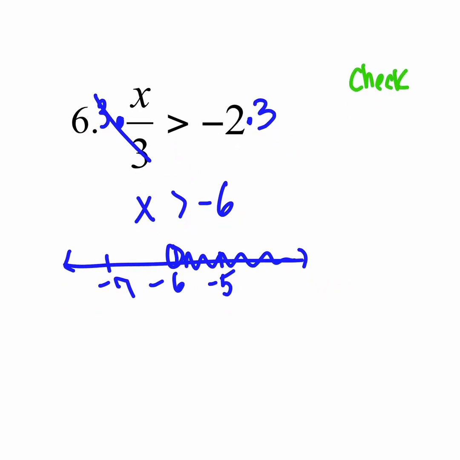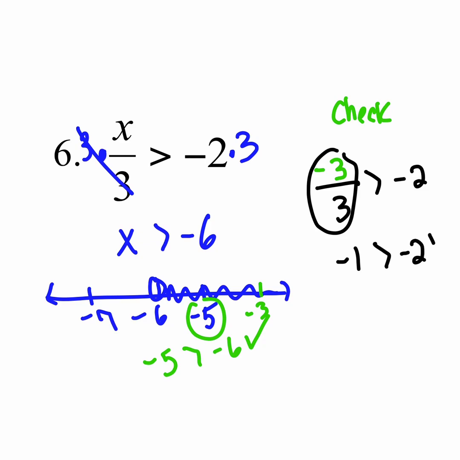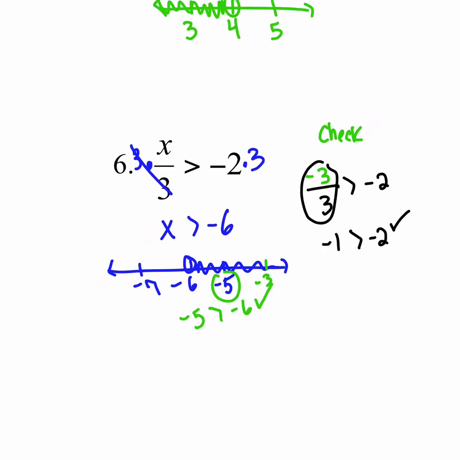Okay, first you can check your graph. If you put -5 into your graph, since it's shaded, it should create a true statement. -5 is greater than -6, so that's good. If you take -5 and you plug it in to x, or why don't we pick a nicer number so we don't have to worry about working with fractions. Okay, if I pick -3, right, because it's shaded, -3 over 3 should be greater than -2. If you simplify this, you get -1 is greater than -2. That is true. So you know you solved it right.